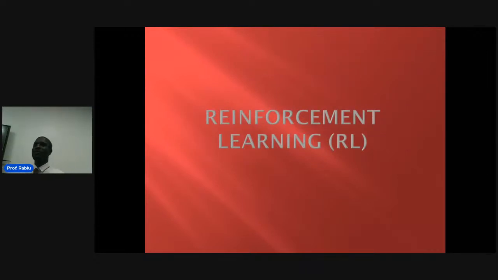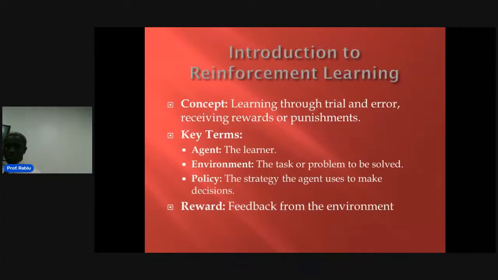Reinforcement learning algorithm. A reinforcement learning algorithm is technically learning through trial and error, receiving a reward or a punishment. When you are doing trial and error, right? It's either you get it right or wrong.